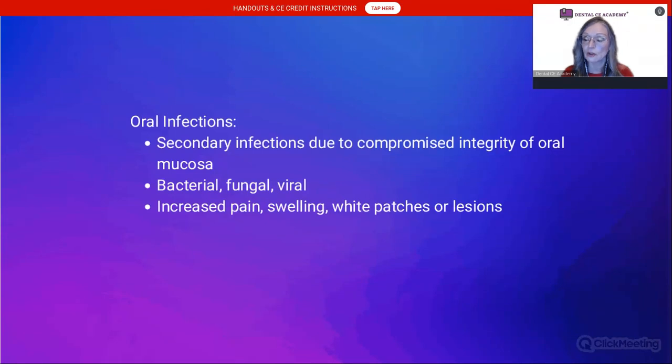Yes. Can ozone therapy help? That I don't have data on. But if you find an article, you send it to me, I'll include it in the presentation.